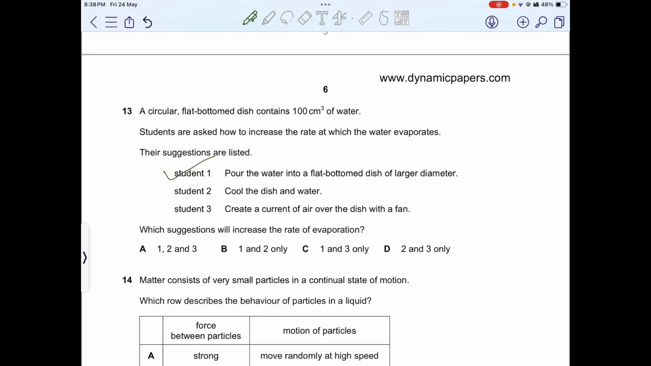Cool the dish? No. When you cool it, the particles have less energy, therefore you will find it difficult to escape. And create an air flow over it, that would basically carry away the particles before they can return to the liquid. So student 1 and 3 are correct, whereas 2 is incorrect.